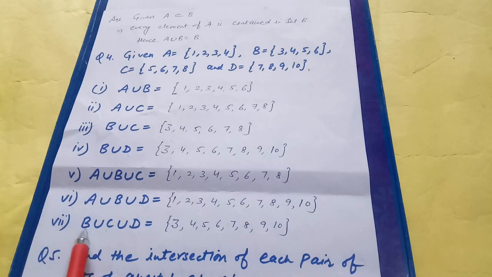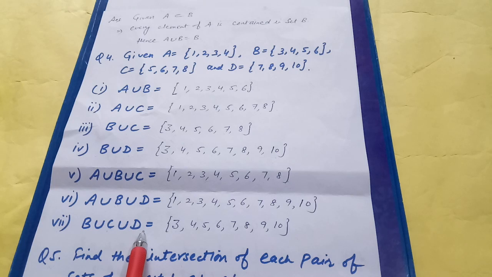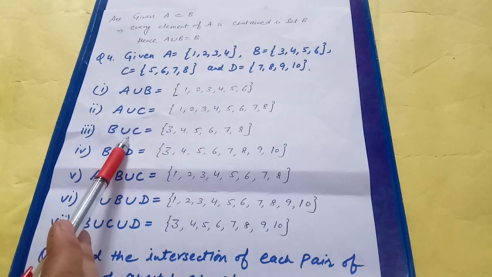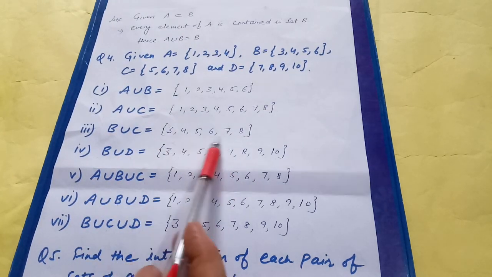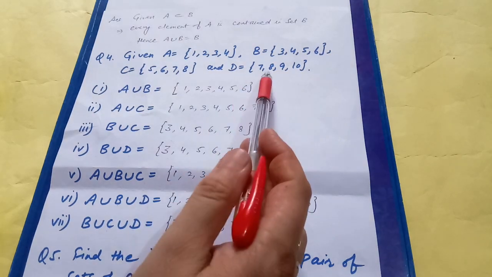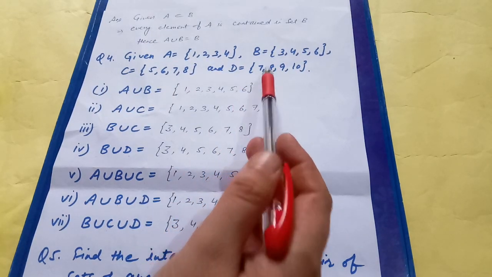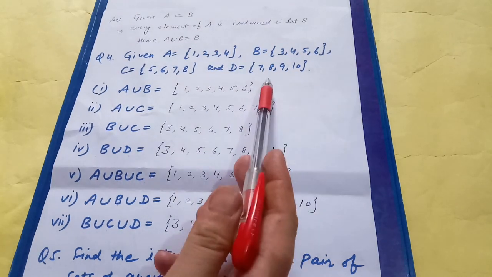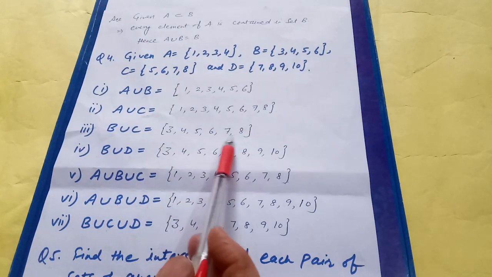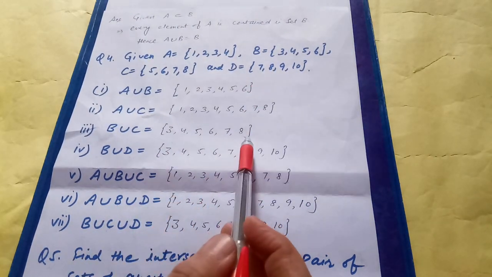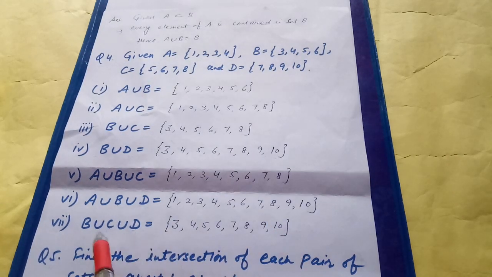In seventh part, B union C union D. Now in third part we have already calculated B union C, and the value of B union C is 3, 4, 5, 6, 7, 8. Now take the union of this set with the D set. This is D set in the given D set. So find union of these two sets. These are containing the elements 3, 4, 5, 6, 7, 8, 9 and 10, because in B union C 7, 8 is B union C and D 7, 8 is common. So the elements of this set B union C union D are 3, 4, 5, 6, 7, 8, 9 and 10.